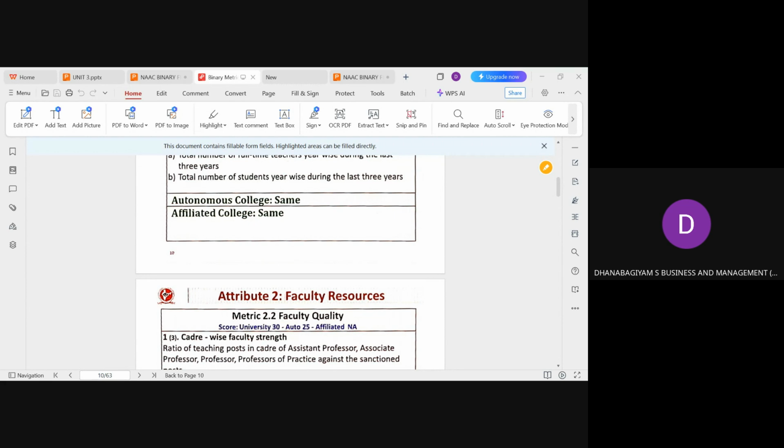Curriculum design, very good. How many metrics do we have under curriculum design? 8, very good. Yes, Priya ma'am, we have 8, 1.8 metrics. 1.1 faculty resources is the second one, that comes under attribute 2. Yes, 4 attributes. First one is curriculum design, and second one is faculty resources.